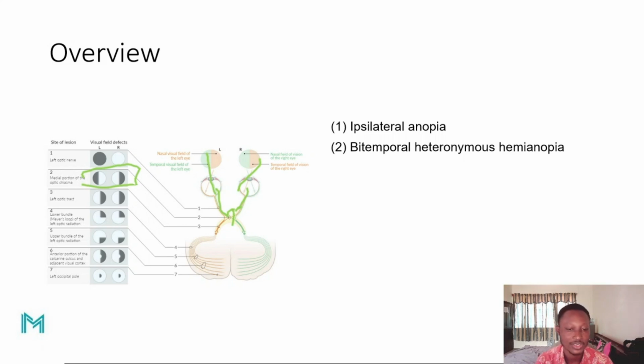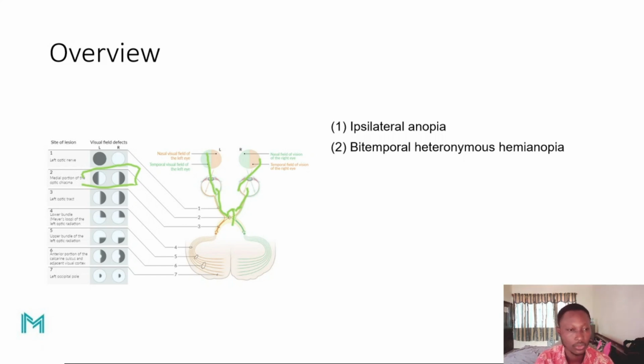So suprasellar lesions, even a meningioma arising from this region, can also impinge on the optic chiasm and result in this kind of visual loss. You have people who even have parasellar region lesions like internal carotid aneurysms, for instance, which can also result in such visual field loss.